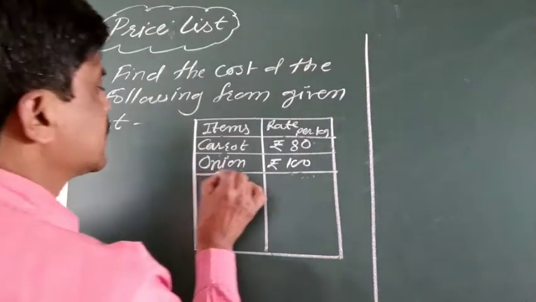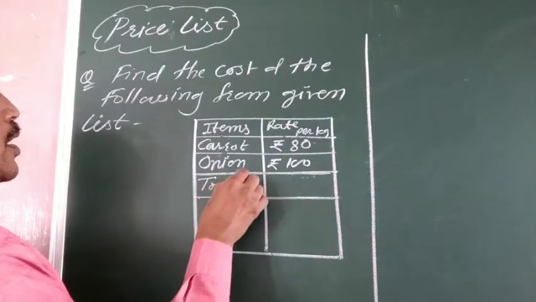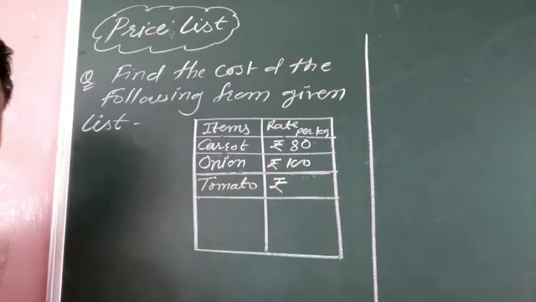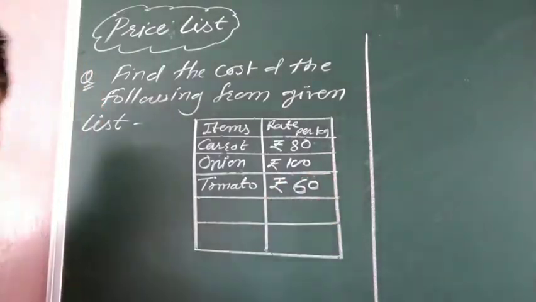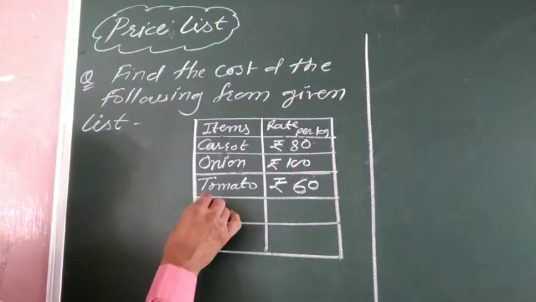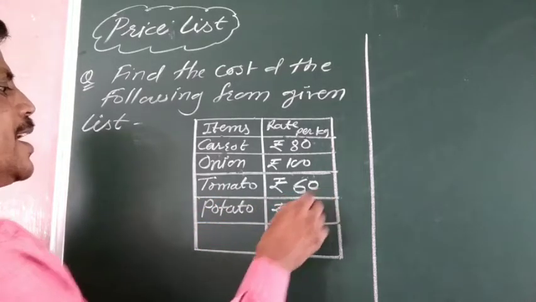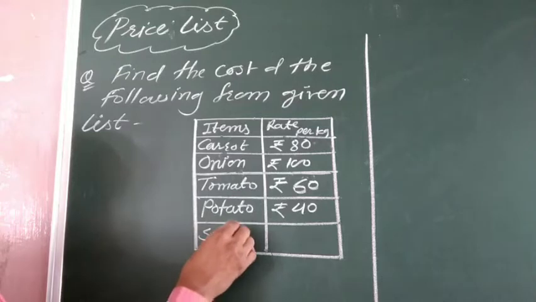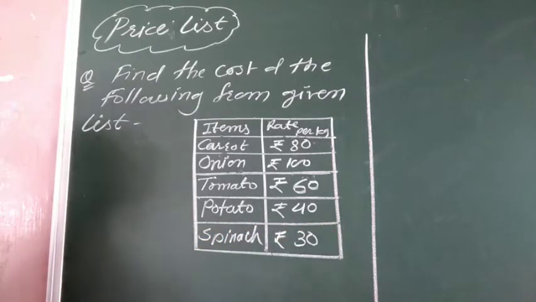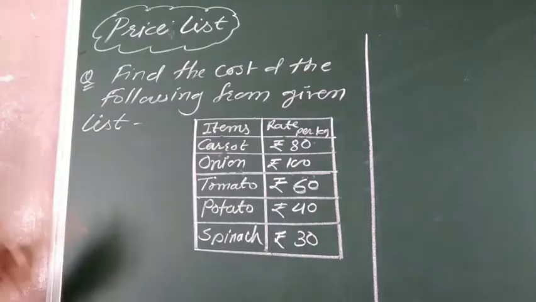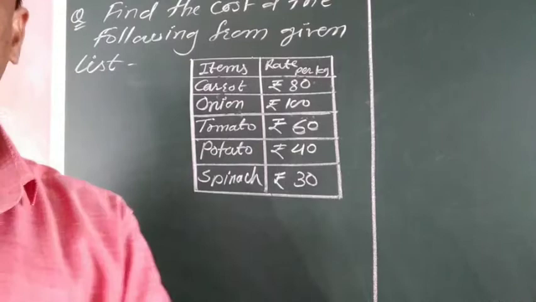And the third one is tomato. It is rupees 60 per kg. The fourth one is potato, rupees 40. And the last one is spinach, rupees 30. So this is the rate list, and with the help of this rate list, we have to find out the cost of the following.